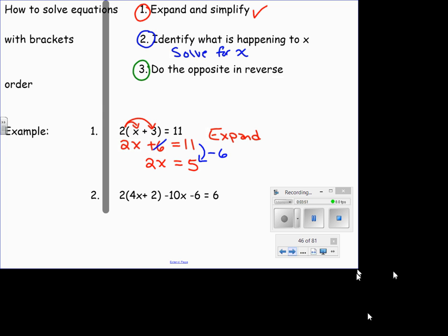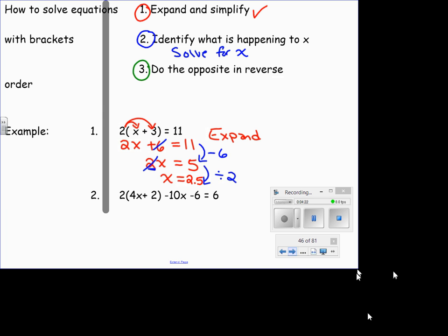My second step would now be to get rid of the 2. Remember, your 2 is a coefficient of x, so 2 is really multiplying by x. So to get rid of it, I'm going to do the opposite and divide. If I divide by 2, I'll wind up with x. And then 5 divided by 2 is going to be 5 halves, or I could write it as 2.5. That's up to you. Okay?